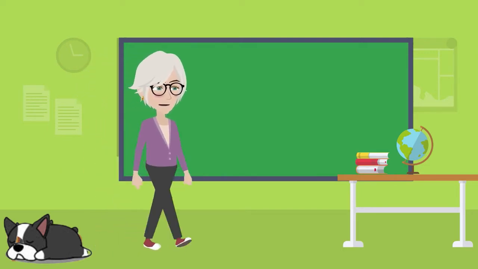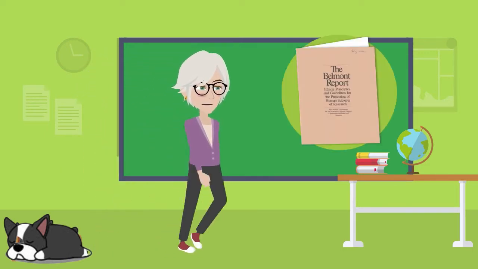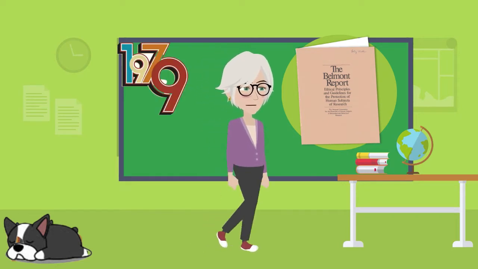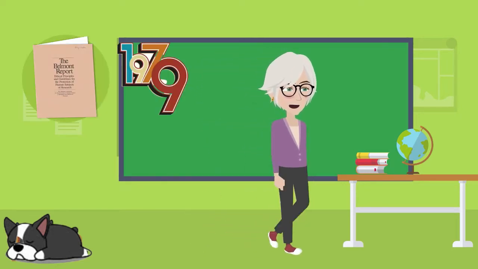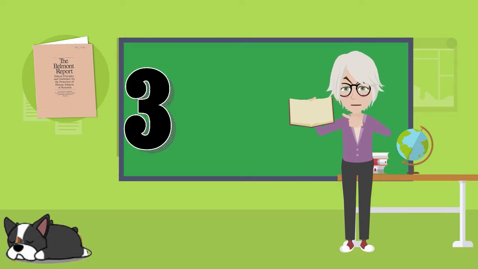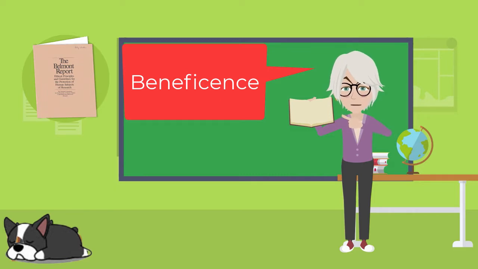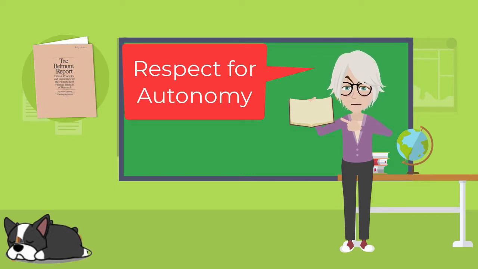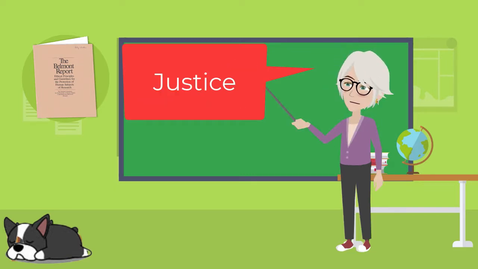We're starting with the Belmont Report. Now, this report was written in 1979, so it's guided research for a number of decades. And the Belmont Report outlines three areas of concern for research. The first is beneficence, then respect for autonomy, and third, justice.